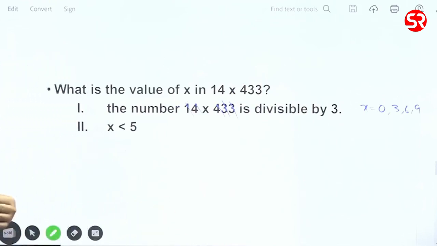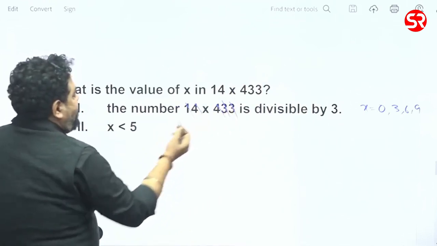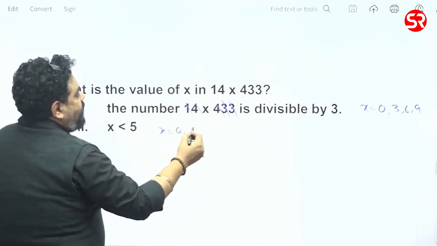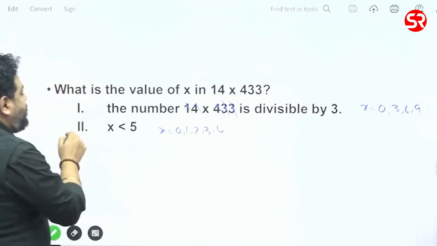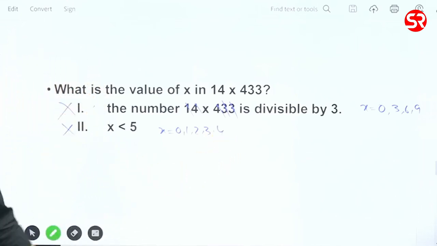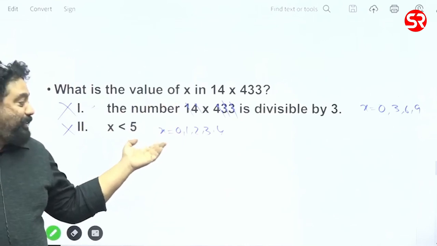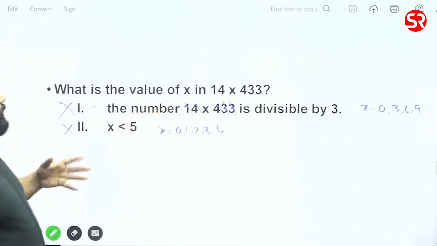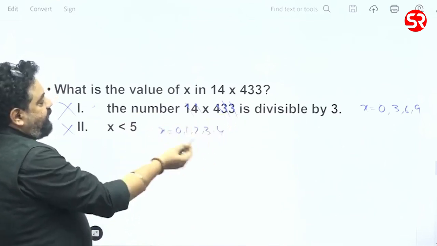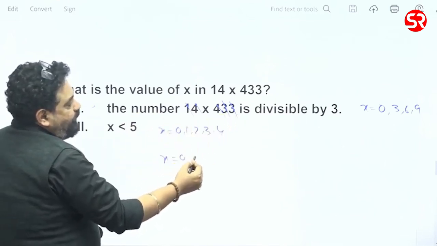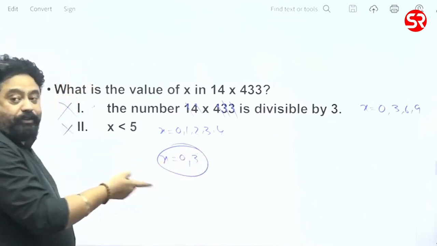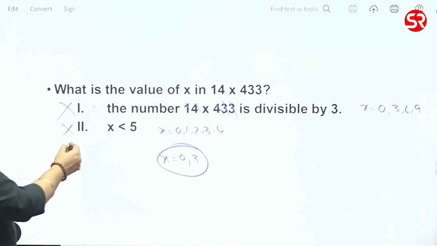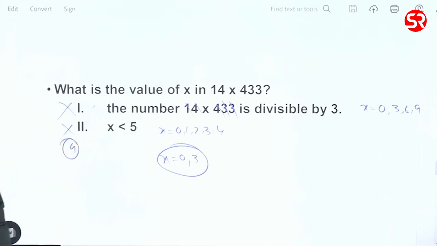So the first is not giving the answer. The second is: what is the value of x in 14x4333, x is less than 5, which means x can be 0, 1, 2, 3 and 4. So it's not a unique answer. If I mix them, the number is divisible by 3 and x is less than 5, then x would be 0 and 3. So there are two values then also. Mixing them also we are getting 2 values of x, so the answer is 4. We are not getting a unique answer.